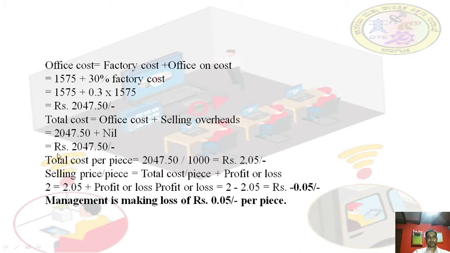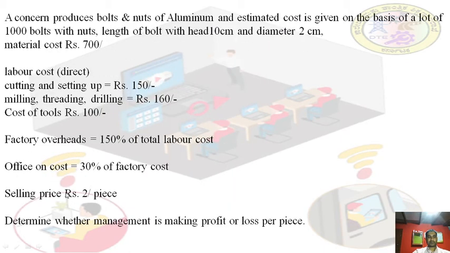This cost is for 1000 bolts as mentioned. So the cost of one bolt will become the total divided by 1000. 2047 divided by 1000 is 2.05, rounded up. 2.05 is your total cost, not the selling price. The selling price is given here as 2 rupees.